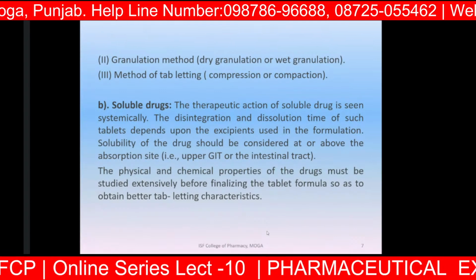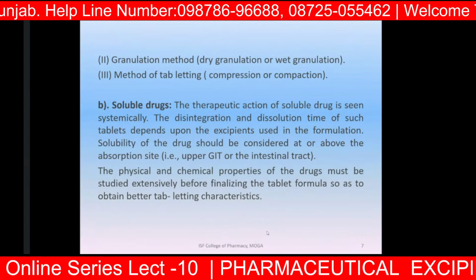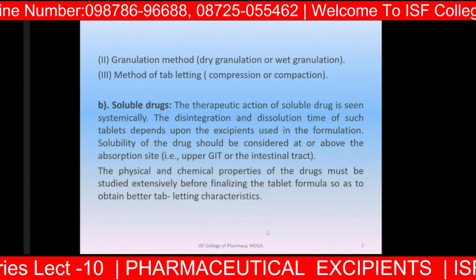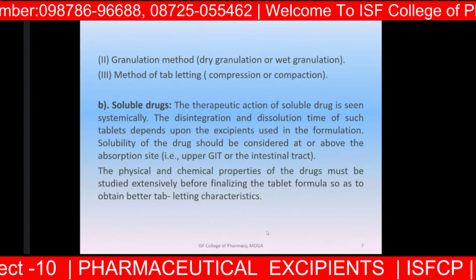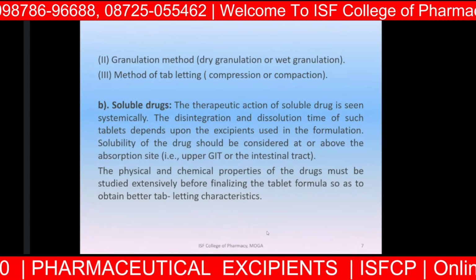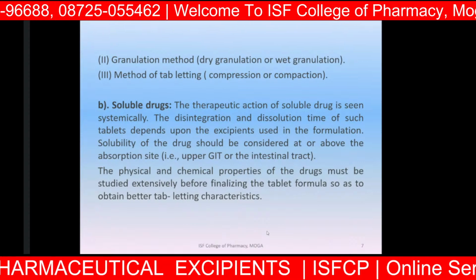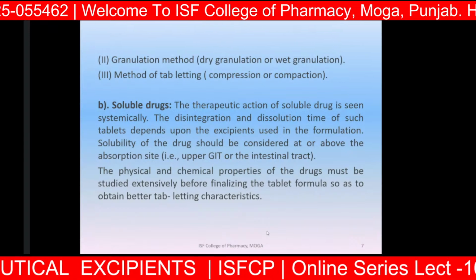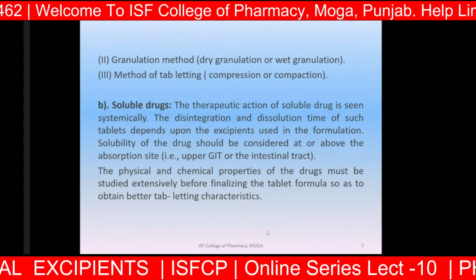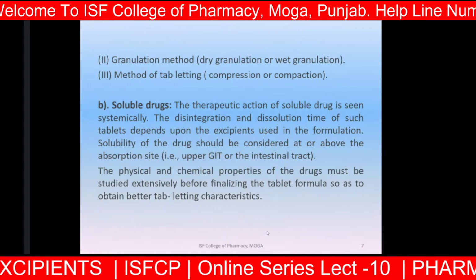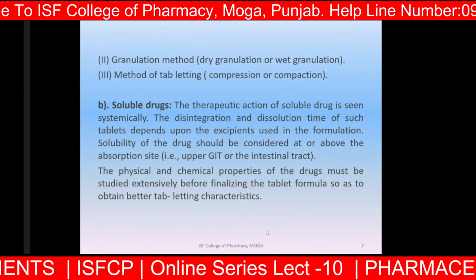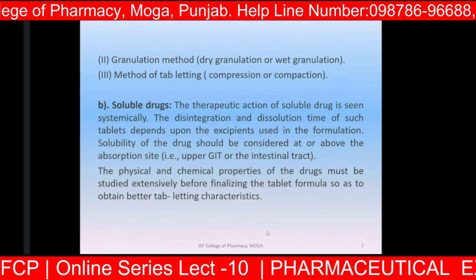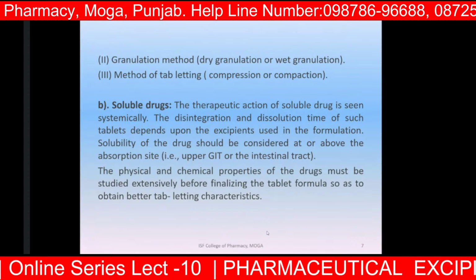And the second category is the soluble drugs. In the case of soluble drugs, the therapeutic action is seen systemically, and the disintegration and dissolution time of such a tablet depends upon the excipients used in the formulation. Solubility of the drug should be considered at or above the absorption site, that is the upper GIT or the intestinal tract. The physical and chemical properties of the drug must be studied extensively before finalizing the tablet formula, so as to obtain better tablet characteristics.